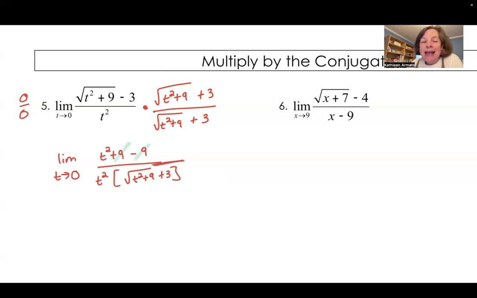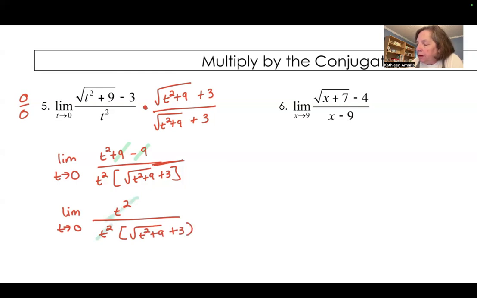9 minus 9. Hey, that's 0. Now I just have t squared in the numerator. Let me rewrite it. Limit as t goes to 0 of t squared over t squared. Well, heck, those t squareds are going to cancel.